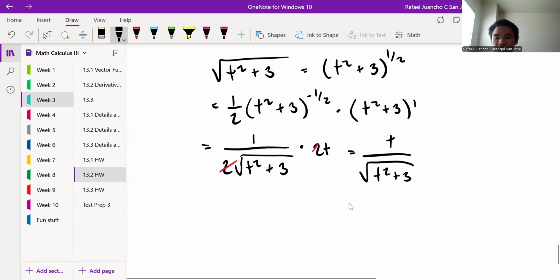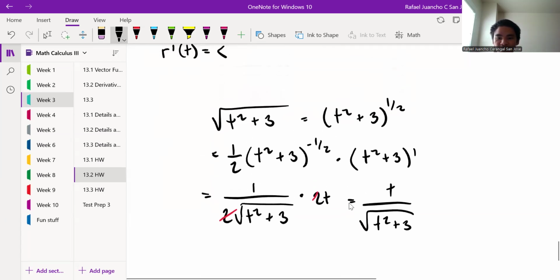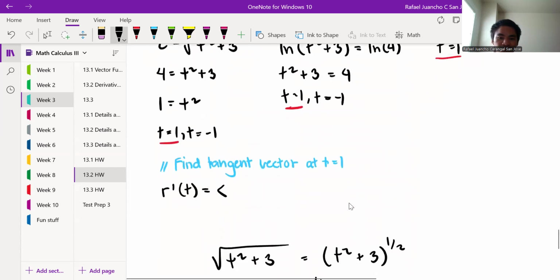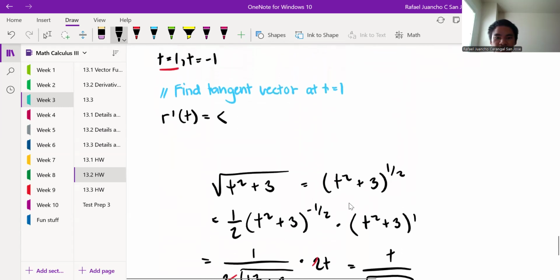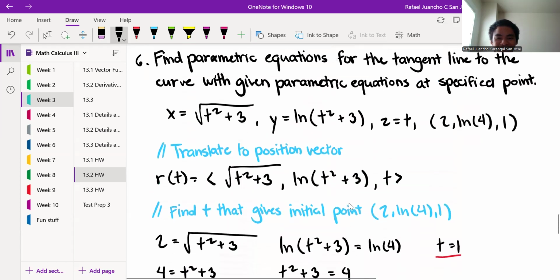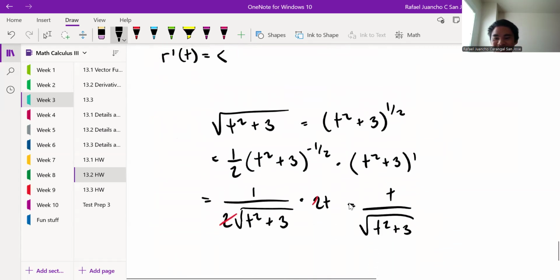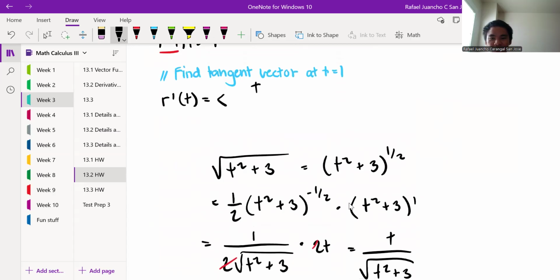So t over square root of t squared plus 3. That's my derivative. I was just double checking to see if that's right. I hope that's right. Okay, so that's that. And now if we plot this in, done.